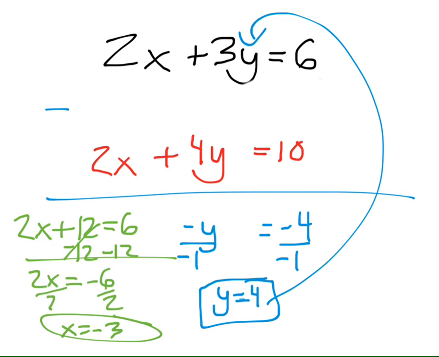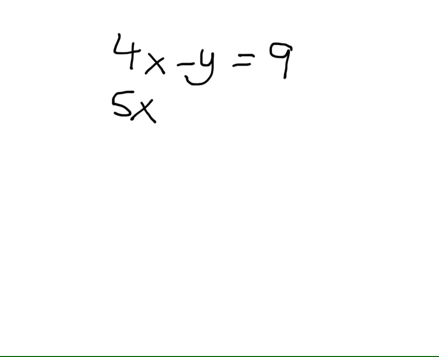All right, let's look at another one here. Go ahead and write this one down. 4x minus y equals 9. 5x plus 2y equals 8.